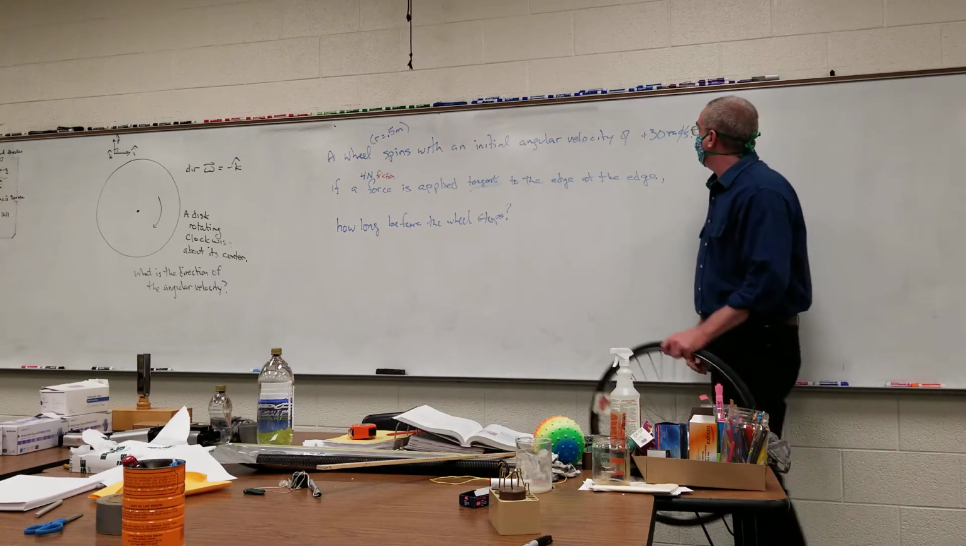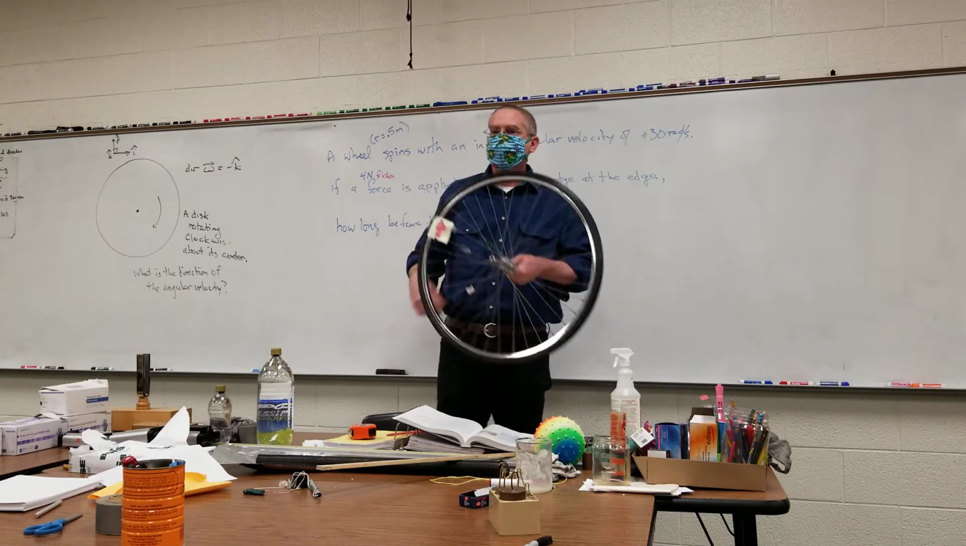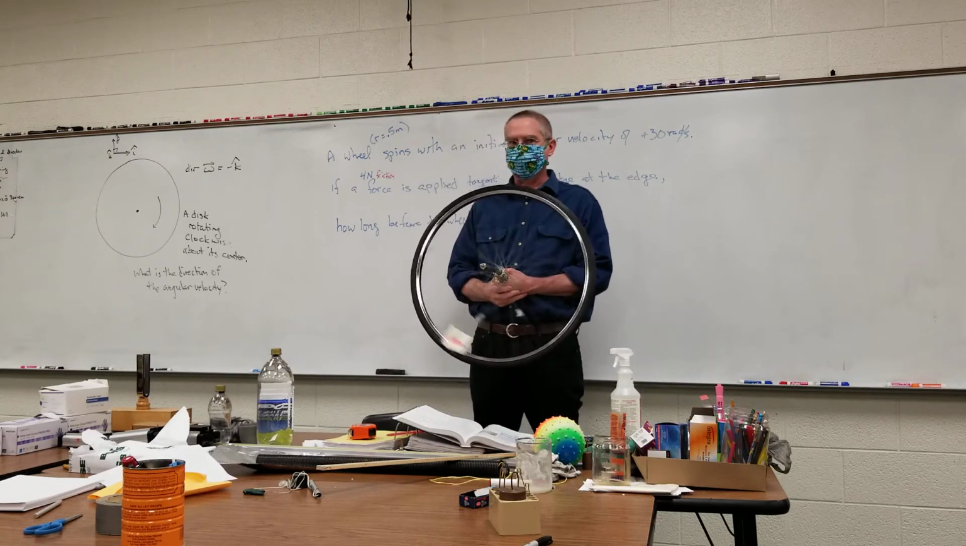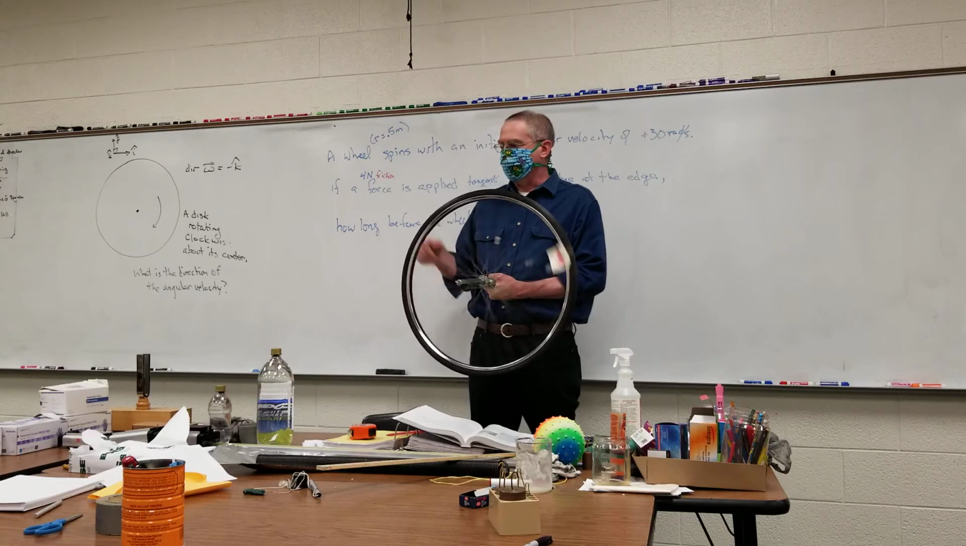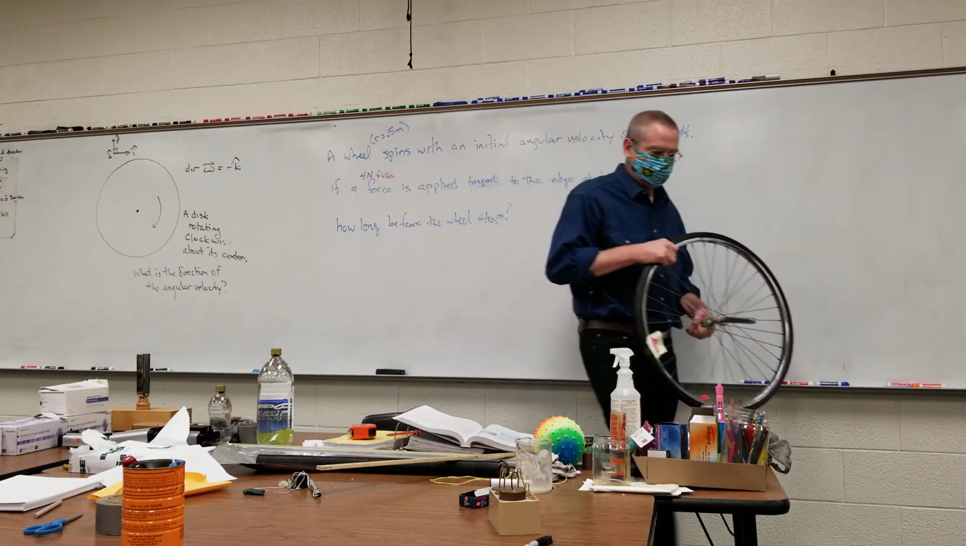So the visual, if we go with our convention over there, positive is towards the back of the room. So I'm going to spin it this way, counterclockwise to you. And then a force is applied to the edge, slowing it down. The question is, how long does it take to stop?